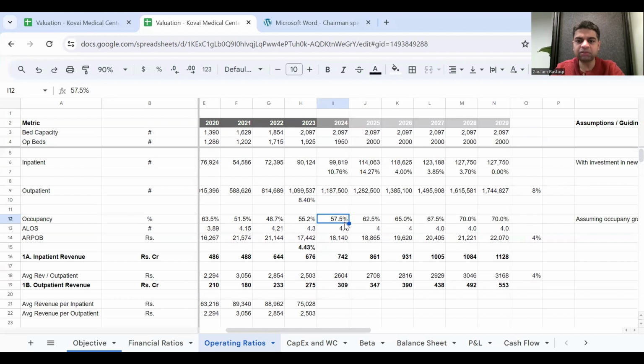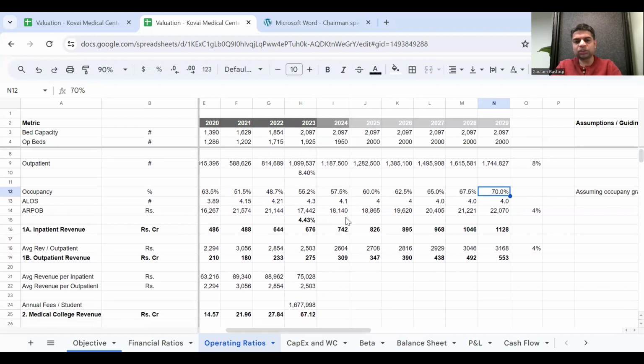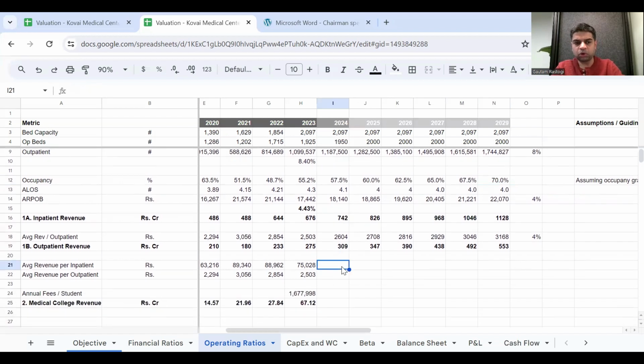And so let me linearly increase the occupancy. So it's 57.5. So it could be 60%, 62.5, 65%, 67.5, and 70. All right. So this is one of the ways you could always backtest the assumption. Then the other way is let's estimate average revenue per inpatient.